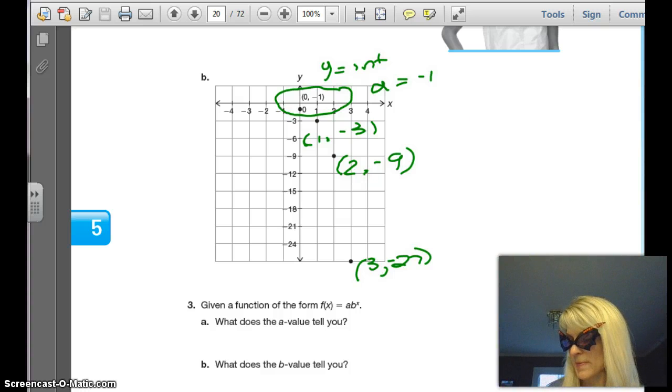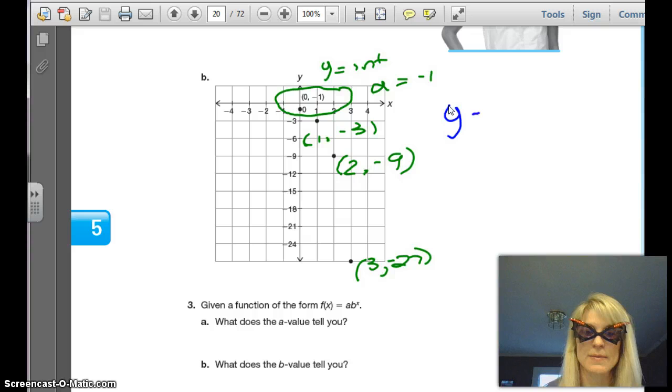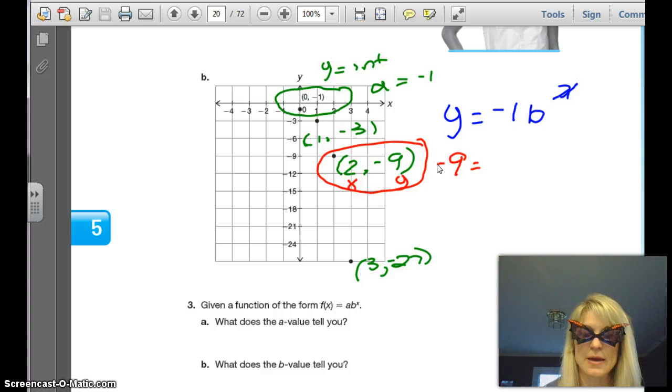Right now, I know I have y. I know my a is negative 1 because that's the y-intercept. I don't know my b and I don't know my x. So I want to pick any of these points to figure out what will work. I'm going to go ahead and choose this one right here. So this is my x, and this is my y. And I'm just going to plug them in. So I'm going to plug negative 9 in for y. I have negative 1 here.